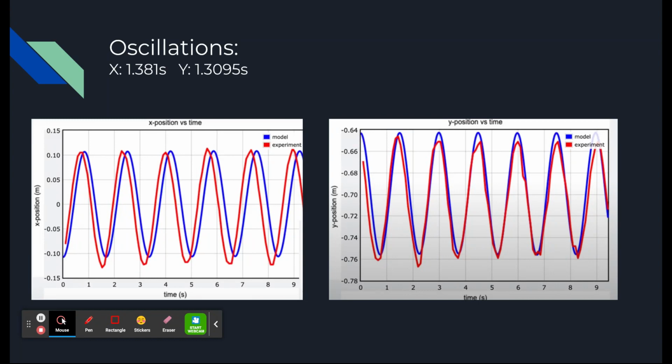And these are the x position and y position versus time graphs. And for both of them, I calculated the period of oscillation. I attained these by going into Tracker, and I saw what time each was at and counted 3 or 4 oscillations. And then I divided that by the number of oscillations I chose. And they came up with pretty similar periods. So the x was 1.381 seconds, and the y was 1.3095 seconds. And so these were pretty consistent.